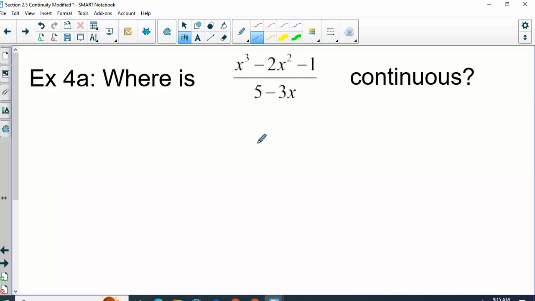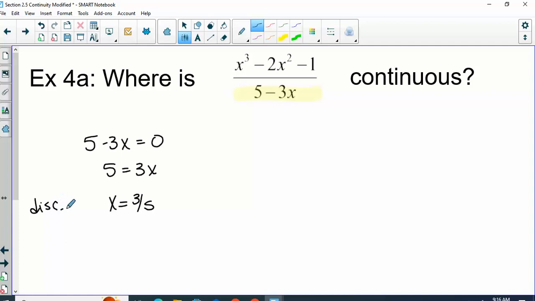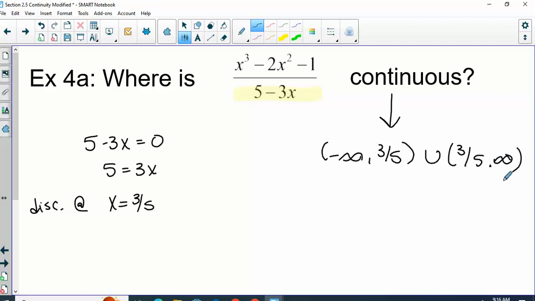All right, if I give you a fraction, where have I told you you have to watch when you have a fraction? The denominator. So all I really need to do is figure out what makes this denominator 0. So you get 3/5. So it is discontinuous at 3/5. If I want to tell where it was continuous, it's continuous everywhere else. From negative infinity to 3/5 union 3/5 to infinity. So the only break we have in that graph is what makes the denominator 0.